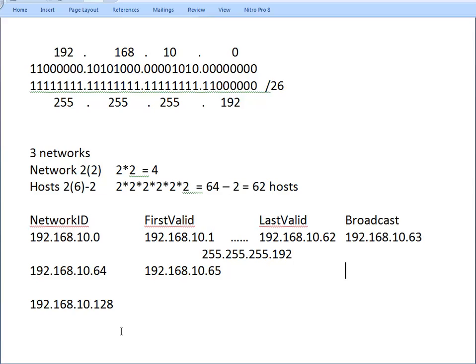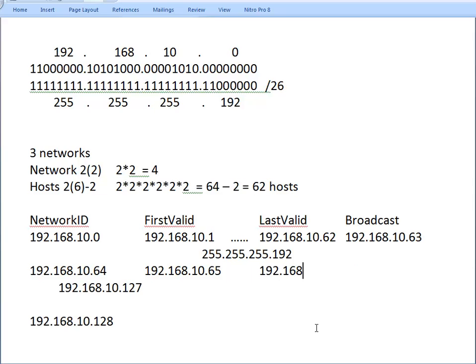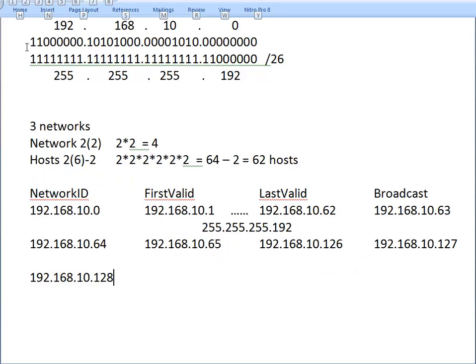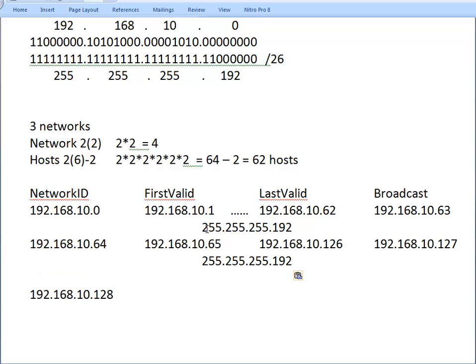The broadcast is going to be the next network ID minus 1, so the broadcast address will be 192.168.10.127. Last valid is the broadcast address minus 1, so 192.168.10.126. Okay, now the second network is done as well. We need to remember again, like the first network, the subnet mask is 255.255.255.192 for all these IP addresses.